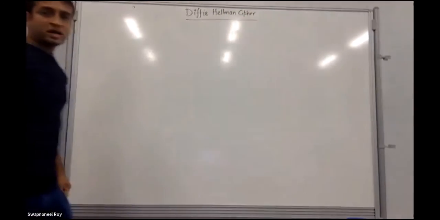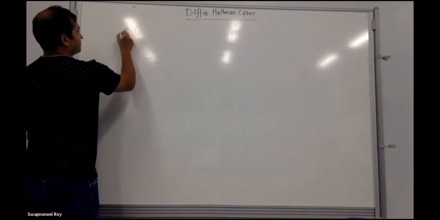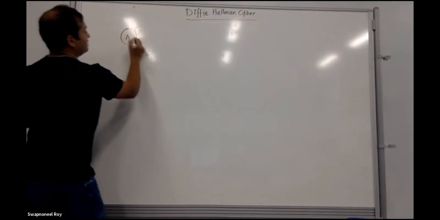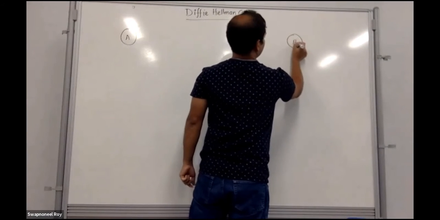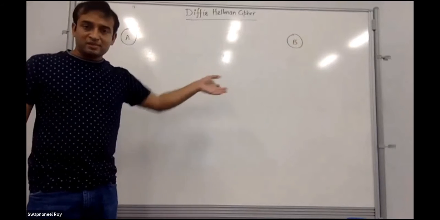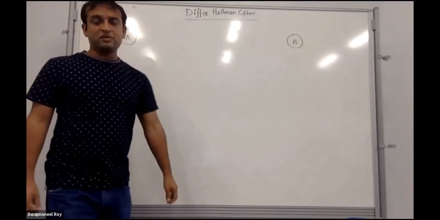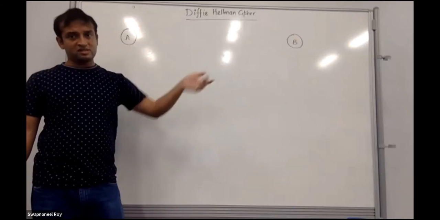Okay, so again, let's assume the same model over here. We have two parties, Alice and Bob. Now the intention of Alice and Bob is to share a secret key amongst each other. They want to share a secret key or a secret value, one secret value, amongst each other.